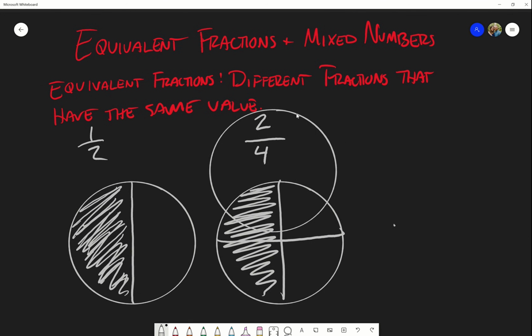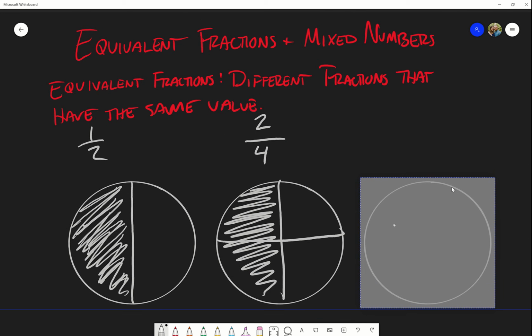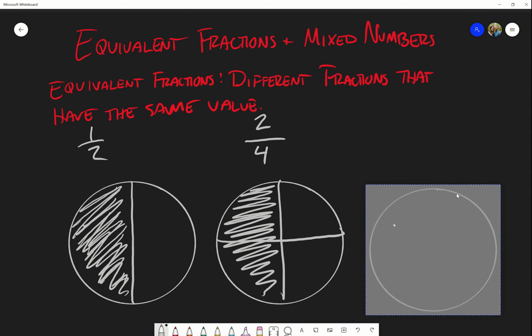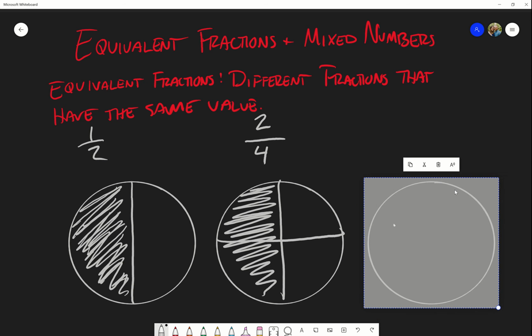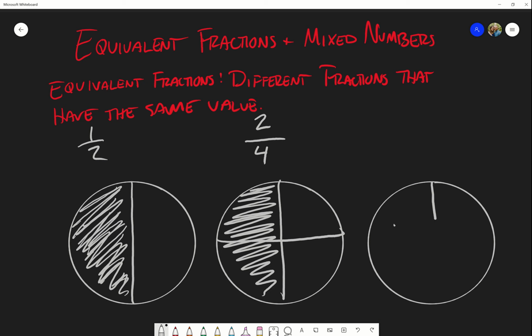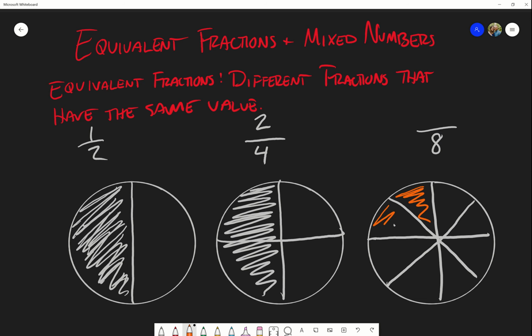Or let's say I have this pie here, and it got somehow cut into 8 pieces. Now I have 8 pieces here. So I have a fraction with 8 as the bottom, or denominator. And I want to eat the same amount. I want to eat 1/2 of this pie. And I'm going to eat 1, 2, 3, 4 of the pieces, which gives me 1/2 of my pie here.